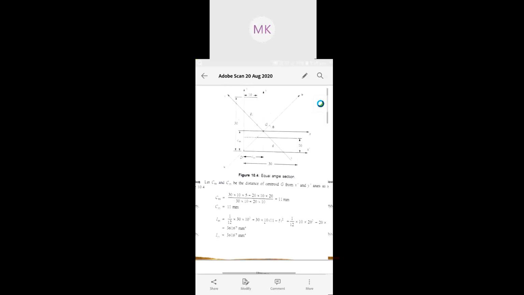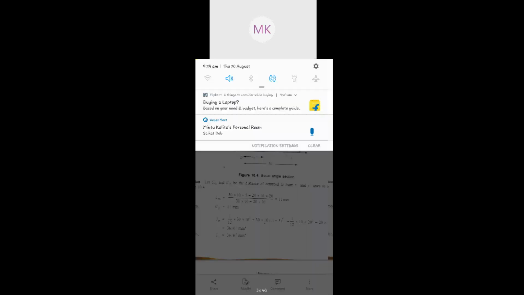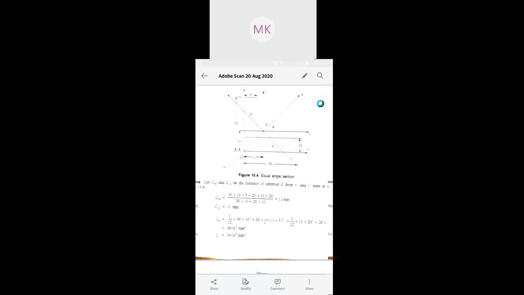So once more. Are you getting it? Okay, I am repeating it. Cxx is equal to A1 into X1 plus A2 into X2 divided by A1 plus A2. Are we able to write it down? Above you write A1 into X1 plus A2 into X2, and below you write A1 plus A2.